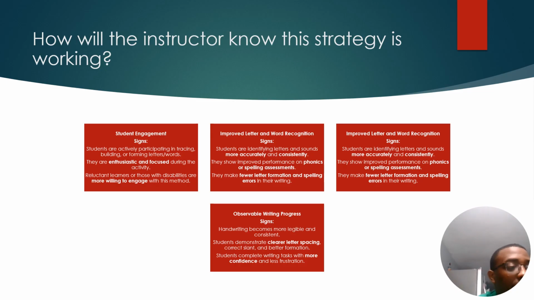Well, how do you know this strategy is working? Well, student engagement. Some of the signs: students are actively participating in tracing, building, and forming letters and words. They are enthusiastic and focused during the activity. Reluctant learners and those with disabilities are more willing to engage with this method.